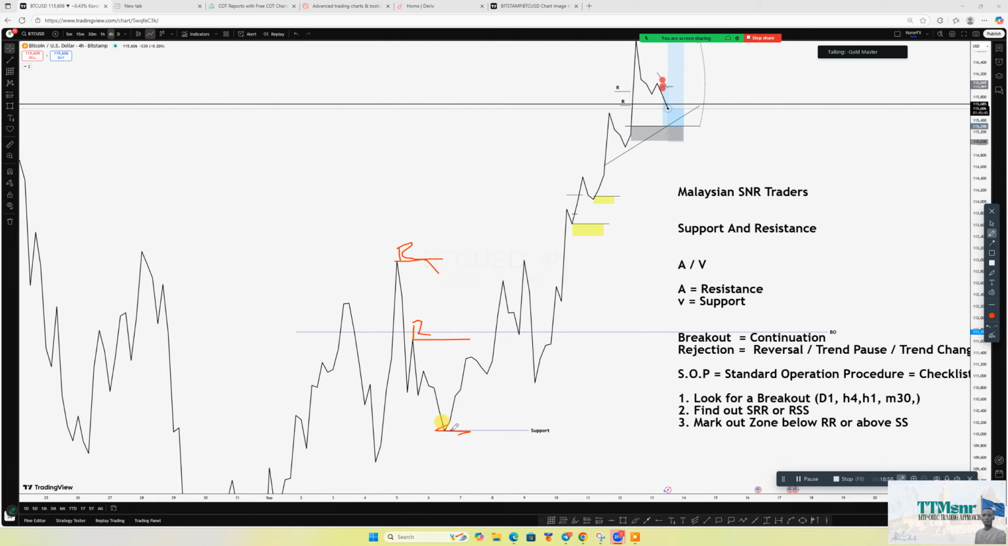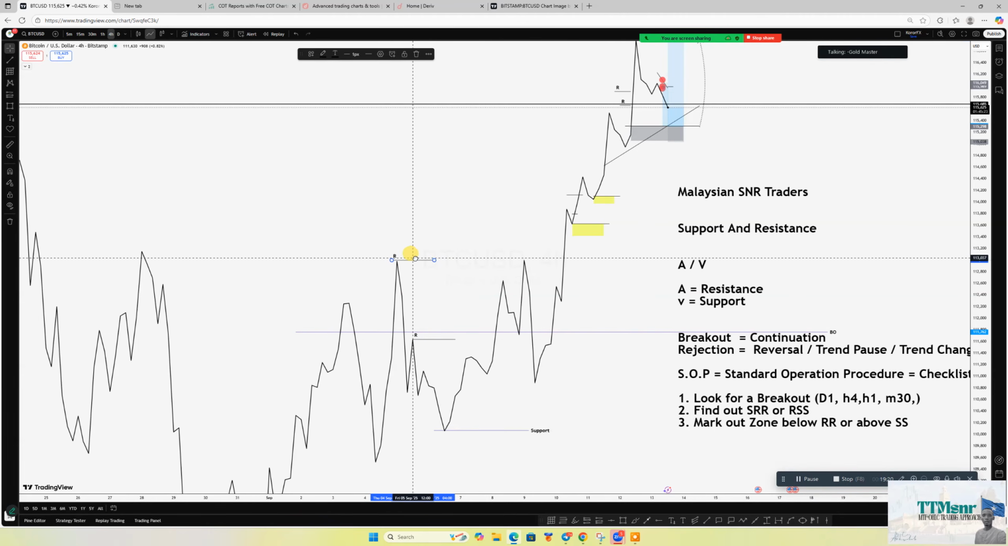So this support is the one that is breaking all this resistance if we switch to candlesticks. So now let us make out our zones of resistance. Here we have a resistance and we have also another resistance here. So what is SOB number 3? SOB number 3 is making the zone below the RR or SS. Since we are looking for a buy, our zone will be below these 2 RR.